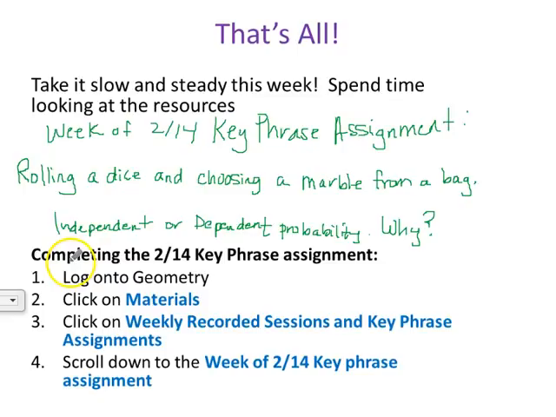Alrighty, so for your week of February 14 key phrase assignment, here is our situation. You are going to roll a dice and you're going to choose a marble from a bag. So very general question here. I want you to tell me whether that situation involves independent or dependent probability, and then tell me why you chose independent or dependent. So if you're going to roll a dice and choose a marble from a bag, what type of probability are we talking about here? Independent.